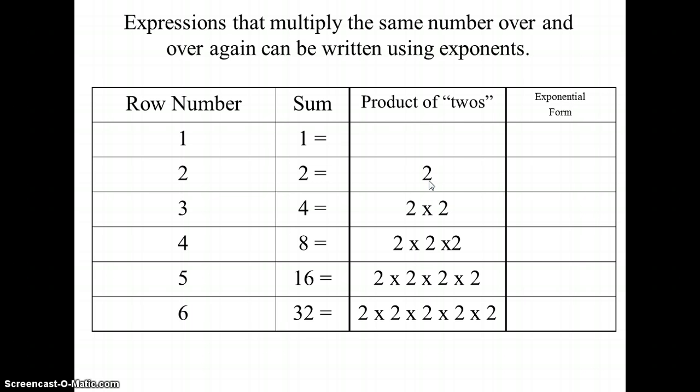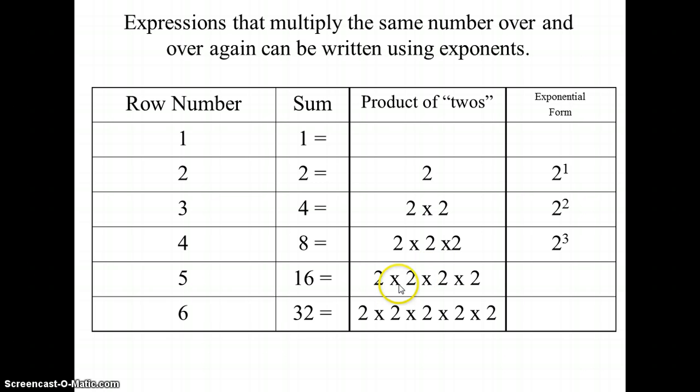So in row 2, there's only 1 2 there. So I would write 2 to the first power. In the third row, there are 2 2's being multiplied. So I would write 2 to the second power. In the fourth row, there are 3 2's being repeated. So the exponential form of 8 would be 2 to the third power.